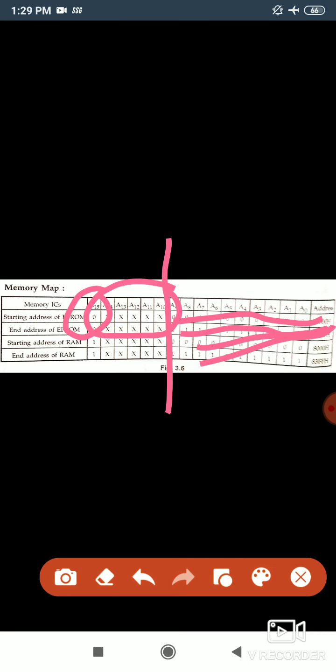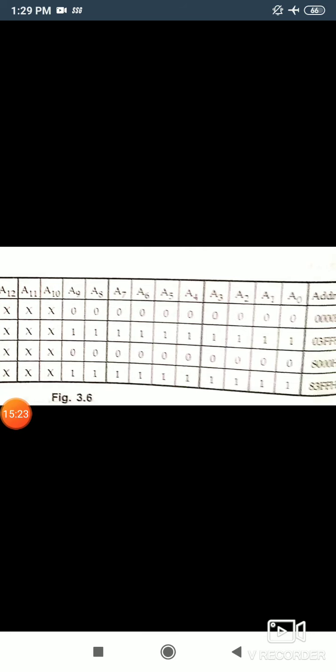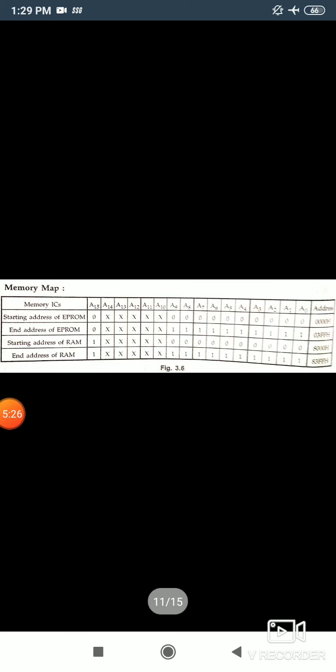Now next is the starting address of the RAM. You will see here A15 is 1, rest all are don't care. A10 to A14 are don't care. So when we evaluate the groups of 4 and decide the hexadecimal address, you will see the address would be 0000 as the starting address of the ROM, 03FF for the end address of the ROM. Here don't care has been taken as 0, and the starting address of the RAM is 8000, the last address of the RAM is 83FF. Hope now it will be clear to you.